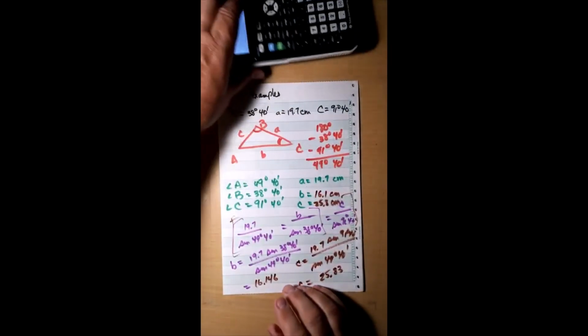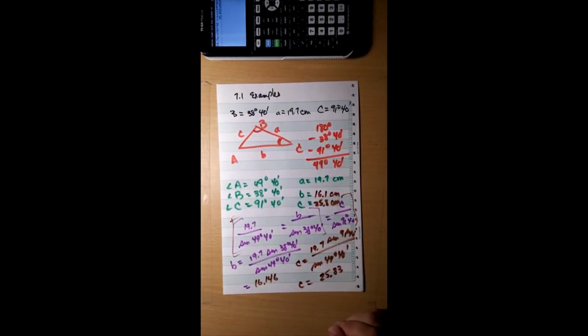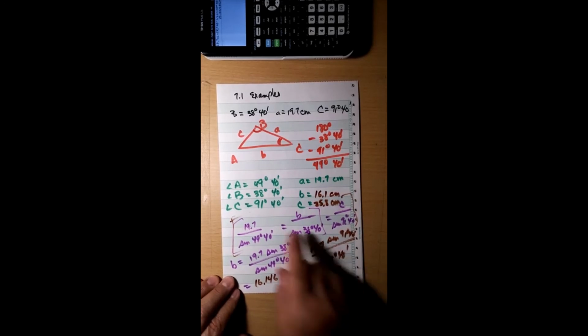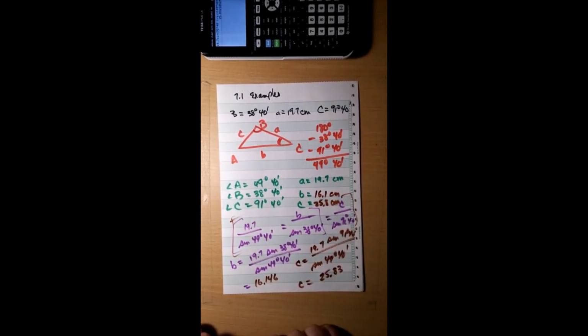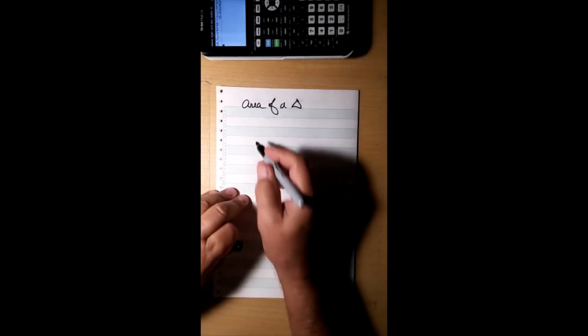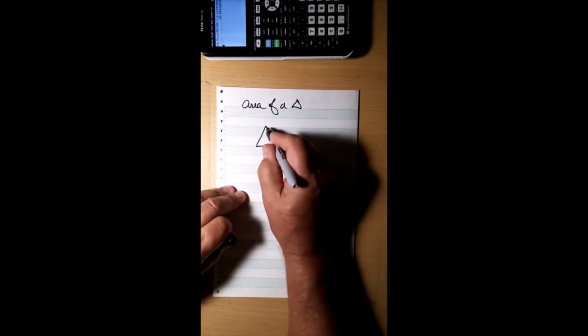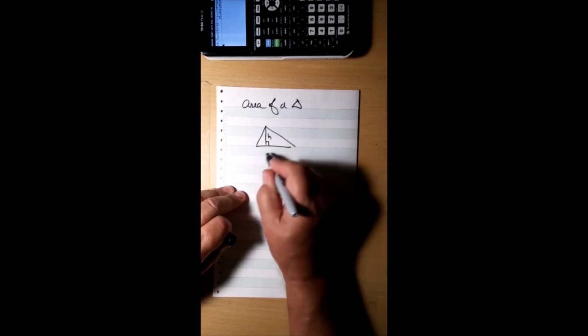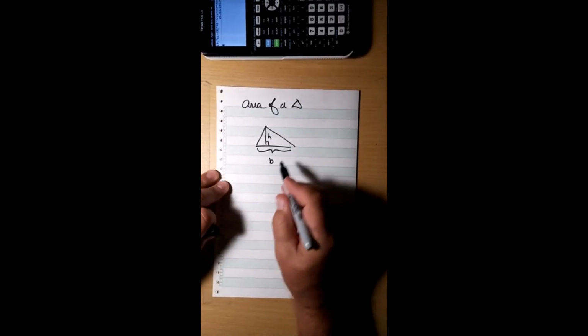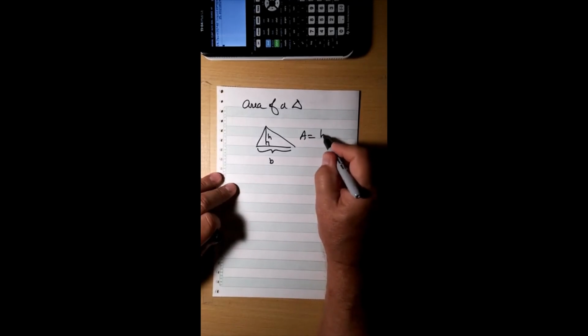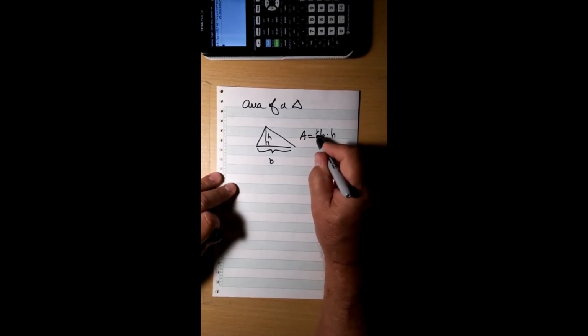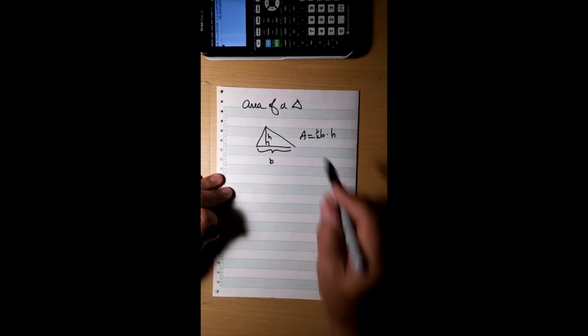Now you always have to make sure you're in the correct mode. I was in degree mode all the time. And these will be then your answers. The last thing in the 7.1 talks about the area of a triangle. If you wanted to find the area of a triangle, the area is equal to the base times the height. You take half of that, all right? Half the base times the height.